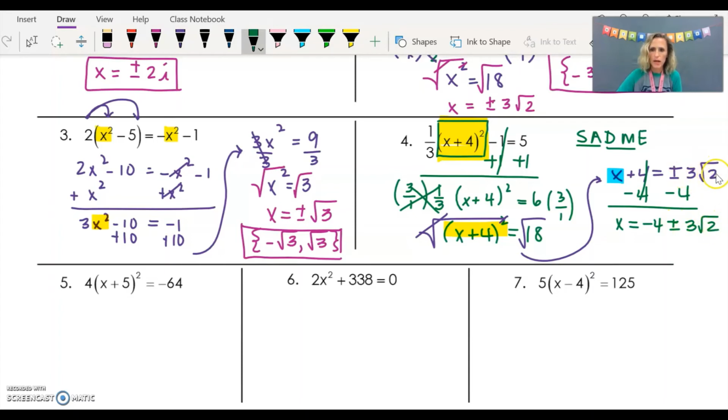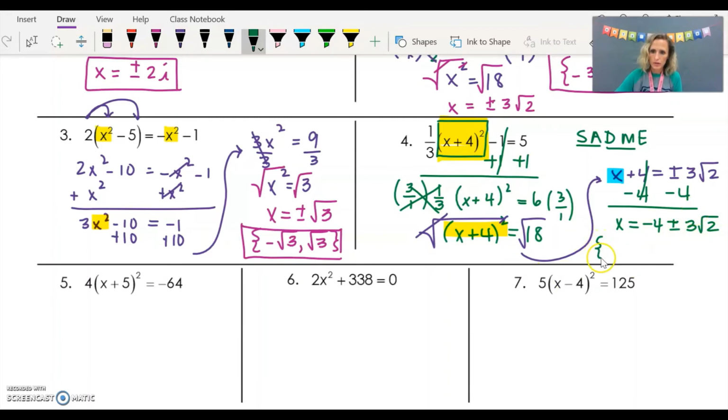Okay, so 3 radical 2 is a single value. 3 radical 2 stays stuck together, and we have positive 3 radical 2 and negative 3 radical 2. And then we're gonna add negative 4 to both of those. And so the way that we show that is by putting it in front. So it's like negative 4 plus 3 radical 2 and negative 4 minus 3 radical 2. And if we split those, that's what they would look like.